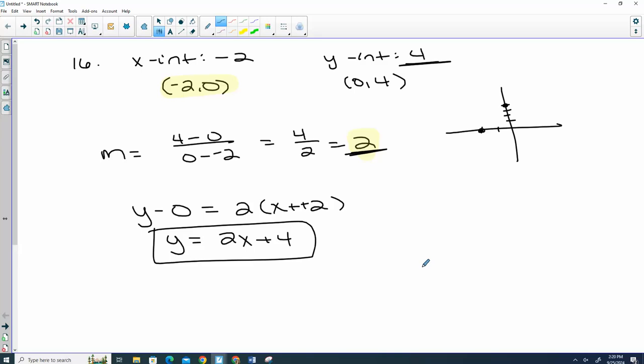When I ask for parallel, what's true about parallel lines? They have the same slope because they never intersect. What about perpendicular?